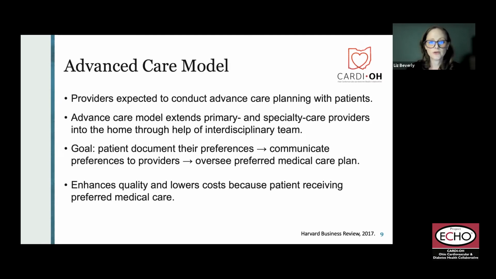So overall, the goal is asking the patient to document what their preferences for care are, their values for care, communicating that information then to the providers, and then the providers can oversee that preferred medical care plan. And the ultimate aims are, if you have this preferred medical care plan, you're enhancing the quality of care because it's the care that the patient and the family prefer to have. And it also lowers costs because they're only receiving the care that they specified that they want. And so it's that preferred care plan.